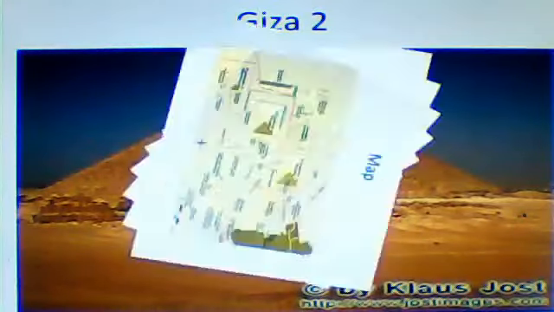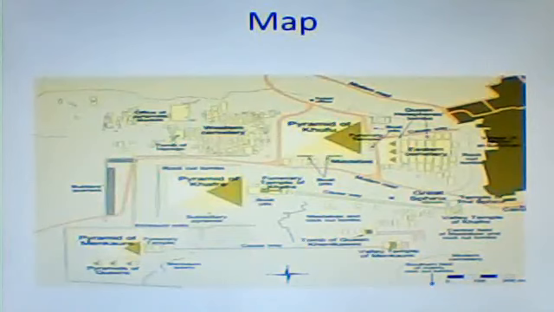Again, the pyramids. This is a map. You can see the pyramid of Khufu, the top right. In the center, the pyramid of Khafre. And the last pyramid on the bottom left, of Menkaure. It's one way they refer to them.